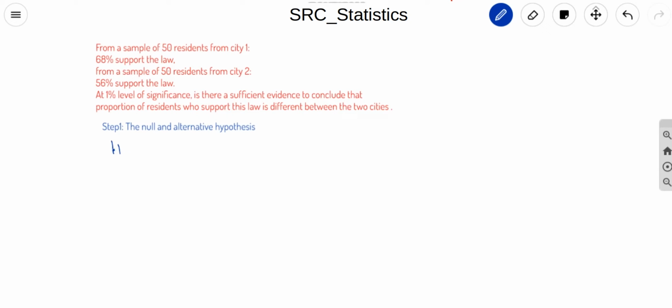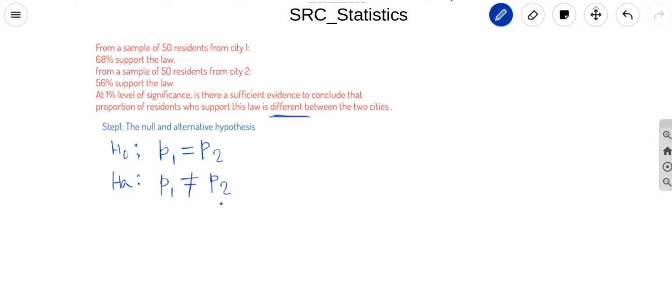The null hypothesis, denoted by H naught, is the hypothesis of no difference. So we are comparing two population proportions, and in the null hypothesis we say that these two are not different, P1 equal to P2. The alternative hypothesis comes from the question. The question is whether there is a difference between the proportions in the two cities. So the alternative hypothesis will be P1 not equal to P2.